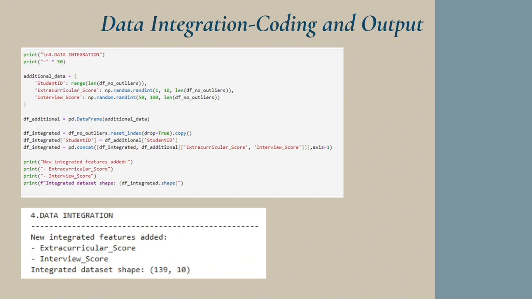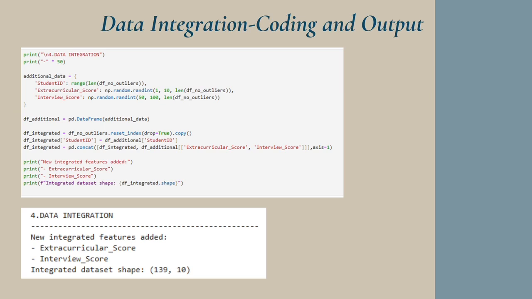So today I will explain to you about data integration. First of all, we start by printing the title data integration, followed by a separator line for clear section identification. So we create additional data using a dictionary containing 3 new pieces of information. Student ID, that is a unique identifier for each student from 0 to 138. Second is extracurricular_score, equal to the extracurricular activity score from 1 to 9. Then interview_score, equal to the interview performance score from 50 to 69.